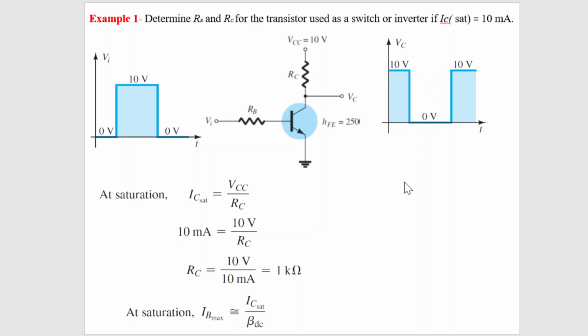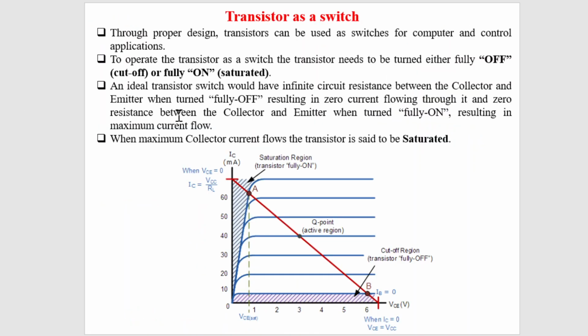Okay, so it is asked for this given problem, find out the value of base resistance and collector resistance if the saturation collector current is given, that is 10 milliampere. So we know, when we are using a transistor as a switch, when the transistor is in off state, it is in the cutoff region. When it is in on state, it is in the saturation region. In the saturation region, we know IC saturation is VCC upon RC.